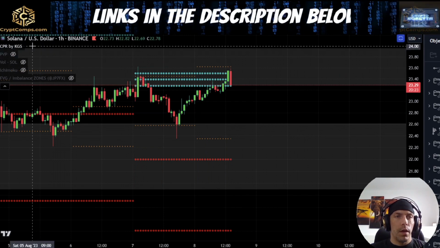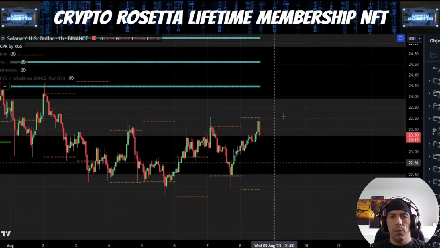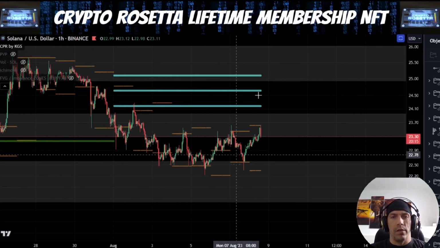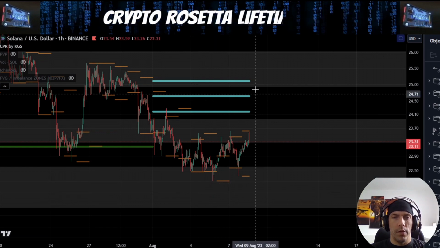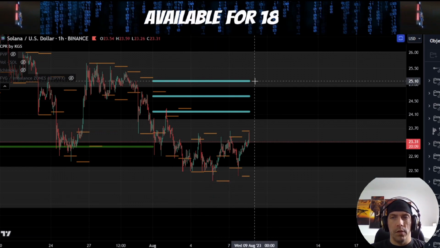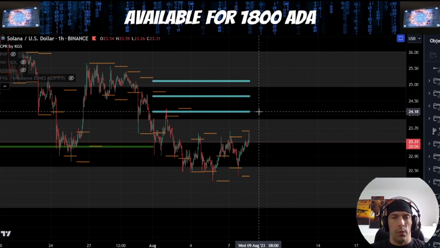Now, if we come over here and have a look at the monthly, what we can see is that we are currently underneath our monthly CPR lines. So if we do see price looking to push back to the upside here, we need to be aware that these could be resistance between this 2510, 2463, and this 2418.